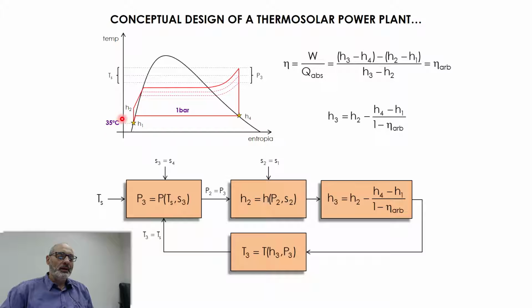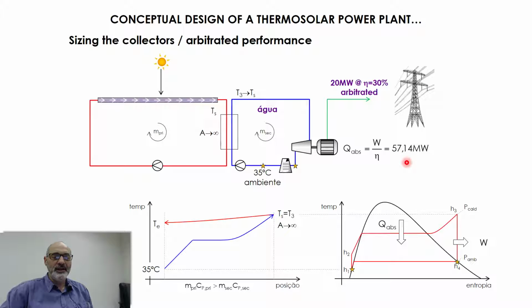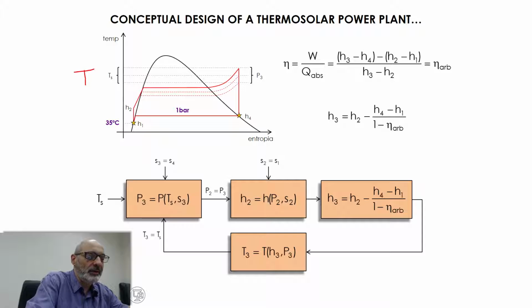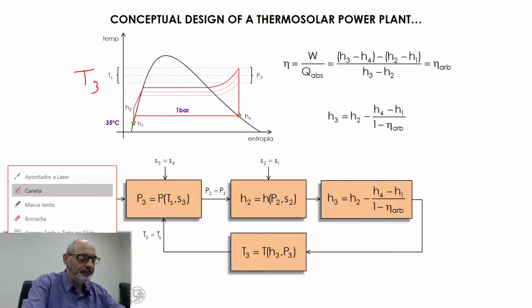Let's look at the thermodynamic cycle. What do I know about this? I know that the temperature here in point 1 is 35 degrees. I know the pressure, 1 bar. And I know the amount of heat that is being absorbed because, as I mentioned, it's 57.14 megawatts. So what I have to calculate is the temperature Ts, which is equal to T3 actually. I should have written T3 here. T3, I want to calculate this.